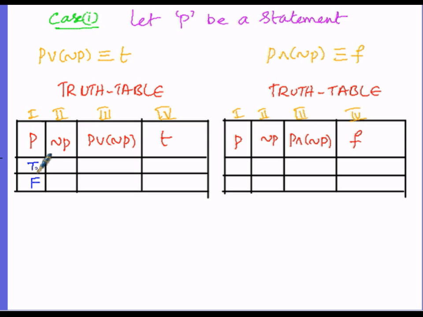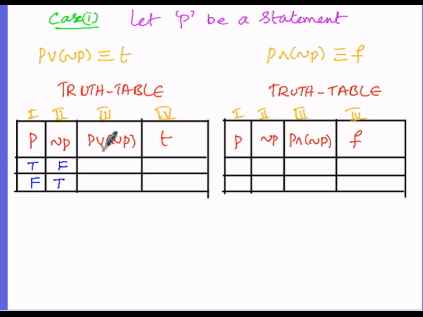So here the truth value of the first statement P is true. In order to find the negation of P, that is not P, it is not true, so automatically it must be a false statement. Then if P is false, the negation of P will be true. Now in the third column we have to find P or negation P.